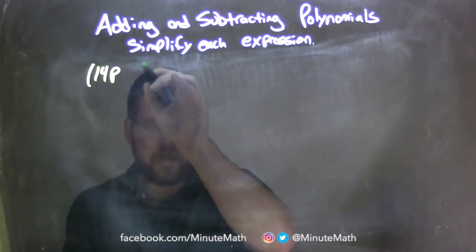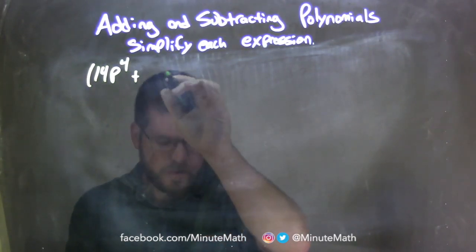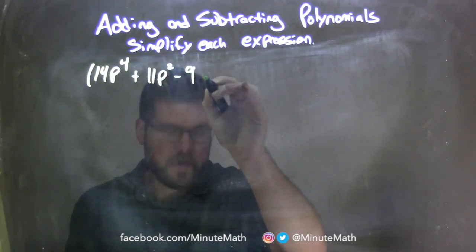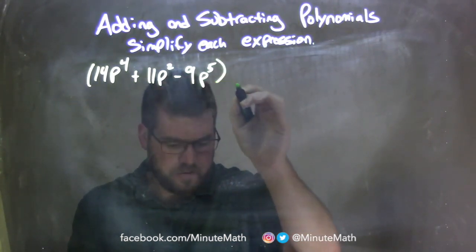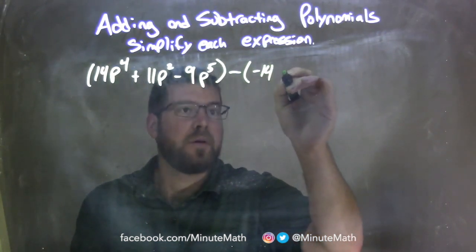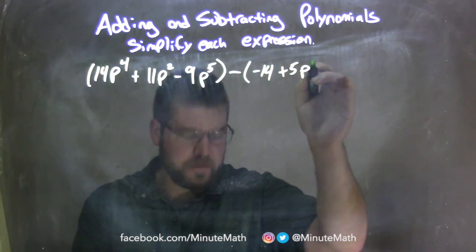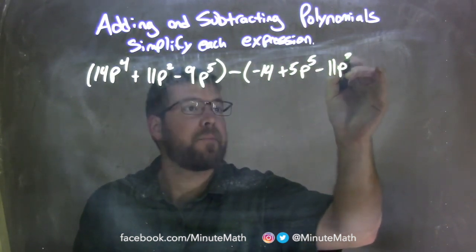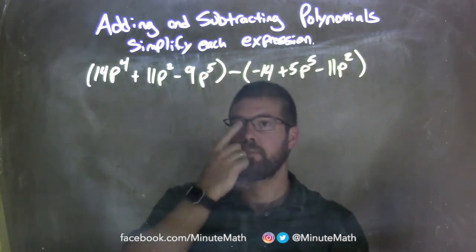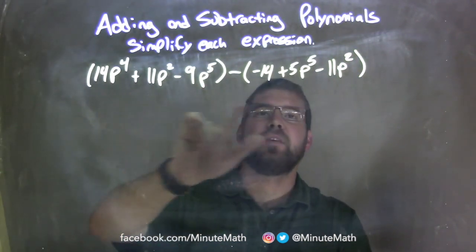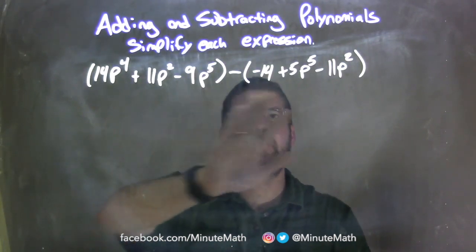14p to the 4th power plus 11p squared minus 9p to the 5th, parentheses, minus, parentheses, negative 14 plus 5p to the 5th minus 11p squared. Okay. Well, from there, I want to see if each parentheses inside it can simplify. There's no like terms in either one.